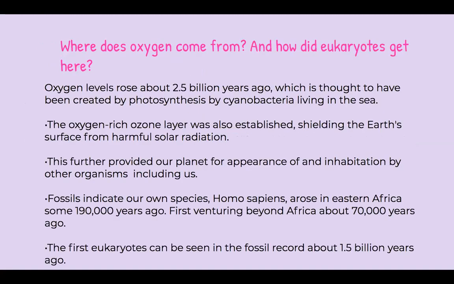Okay, so where does oxygen come from, and how did eukaryotes get here? This is also a big question when it comes to biochemistry, because oxygen plays a very big role, you will see. Oxygen levels rose about 2.5 billion years ago, thought to have been created by photosynthesis by cyanobacteria living in the area. The oxygen-rich ozone layer was also established, shielding the Earth's surface from harmful solar radiation.